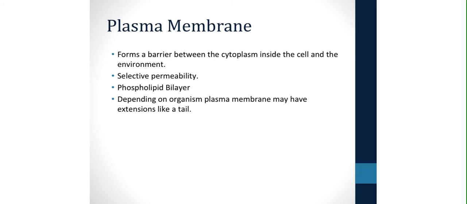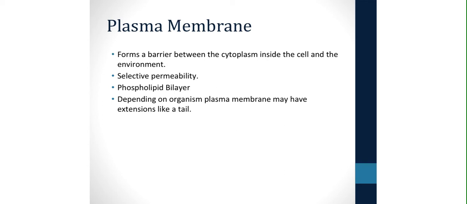And again, we are going to distinguish what is found in a prokaryotic cell and what is found in a eukaryotic cell. Plasma membrane is found in both prokaryotes and eukaryotes, and this forms a barrier between the cytoplasm inside the cell and the environment. This is something you should already know. We can think of the plasma membrane as like a security gate. Only things that are allowed to go in will go in.